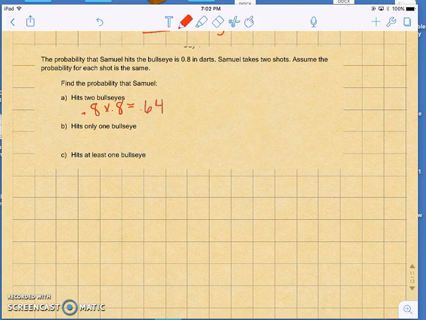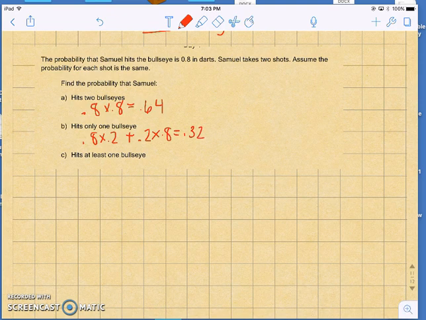The next one, he hits only 1 bullseye. Well, he could hit and miss, or he could miss and hit. So 0.16 and 0.16 is 0.32.